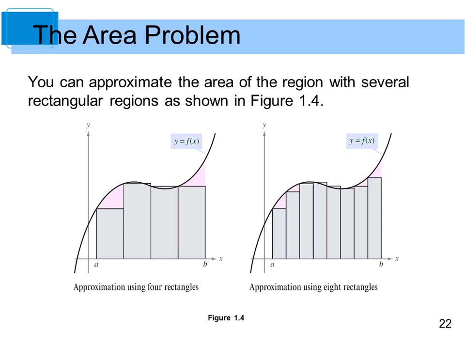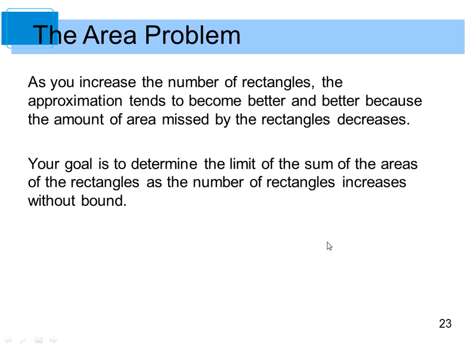Is this a pretty good approximation with 4 rectangles? It's pretty good, right? But isn't that one over there better? Yeah, because now there are 1, 2, 3, 4, 5, there's 8 of them. How could we get even more accurate? 16, or even more accurate. What is this process called? We're taking the limit, okay? This is a pretty good approximation. This is an even better approximation.